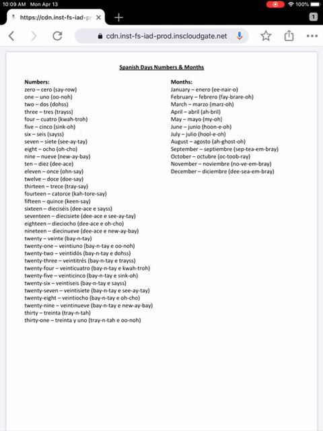Now, we're not going to do a whole lot with the months, especially this week. We are going to more use them next week when you practice saying your birthday in Spanish.